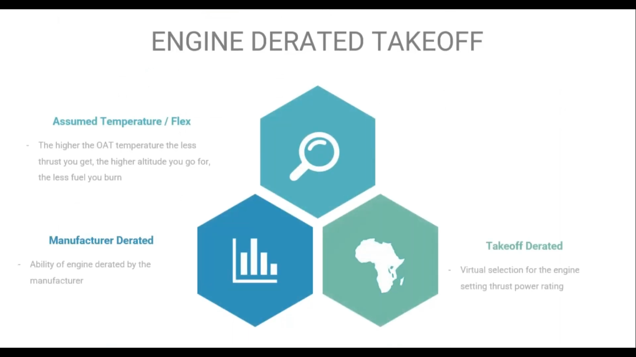And just at the end, we need to emphasize that for the engine derate, we have three types. Manufacturer derate, which comes from the manufacturer. Assumed temperature, where you assume a higher temperature to get less thrust. Or takeoff derate. If any of these are installed on the aircraft, it increases the market value of the aircraft, because this will not save you fuel. It will save you depreciation of the engine. This will save you deterioration of the engine, basically. It will not save you fuel, but it will save you the deterioration of the engine.